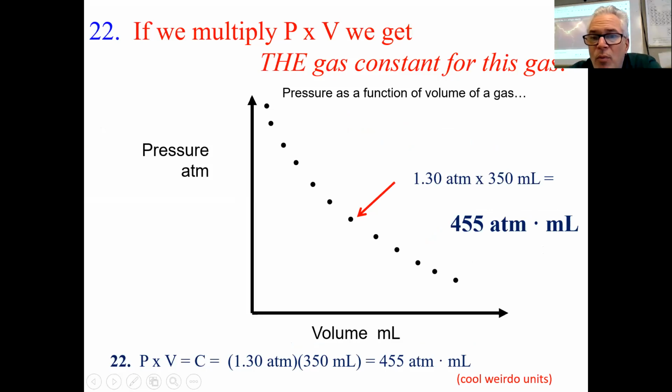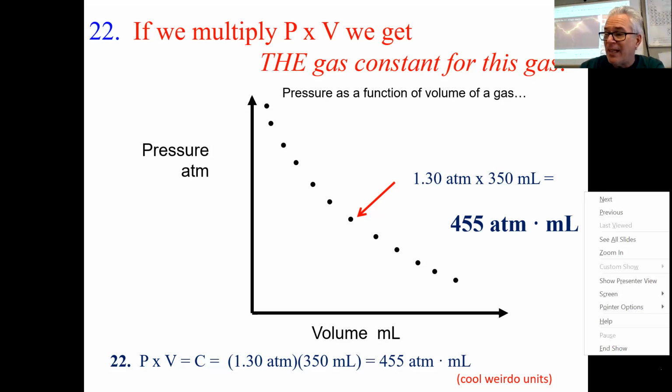So my starting condition of 1.30 atmospheres and 350 mLs, when I multiply those two things together, it equals 455, and the unit would be atmospheres times milliliters, which is a total wacko unit. But my sample, I measured in atmospheres and milliliters, so that's what my unit is. This is called the gas constant for my gas. This gas has that constant. Now, if you blew up a balloon, the odds of you getting exactly 1.30 atmospheres and 350 mLs is pretty remote, really. You'd have to do some fancy blowing up a balloon to make it that perfect.